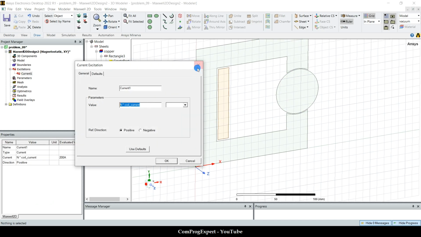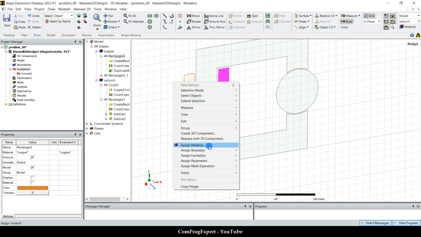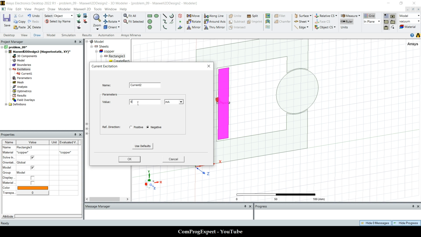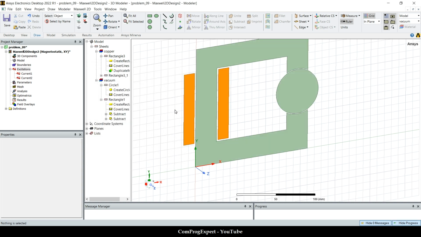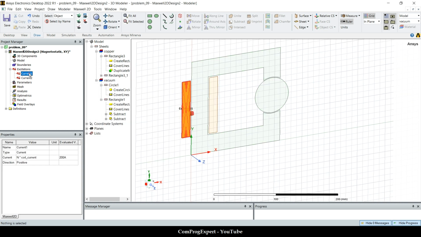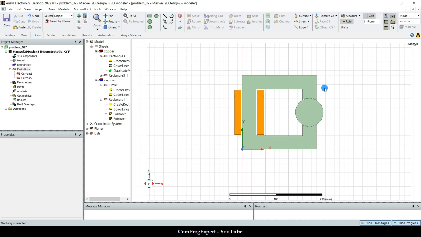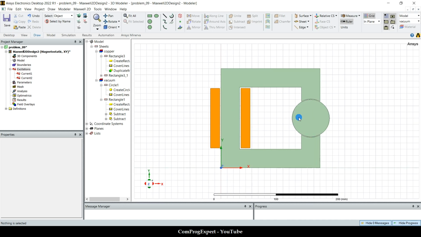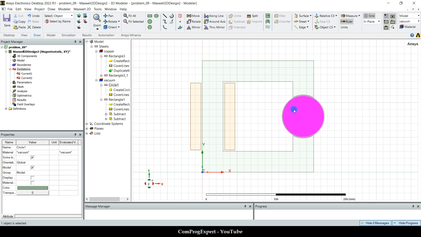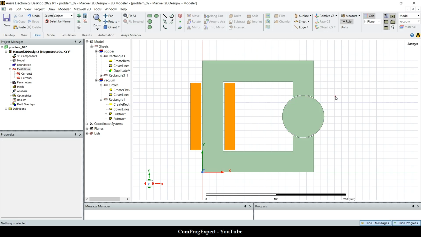Let's copy this. For this region, assign excitation in the negative direction, the same excitation. So these two excitations that I defined for this coil. What do you think? If I excite this coil and rotate this object, we don't have any reluctance torque, right? Because the reluctance in front of this coil is constant.